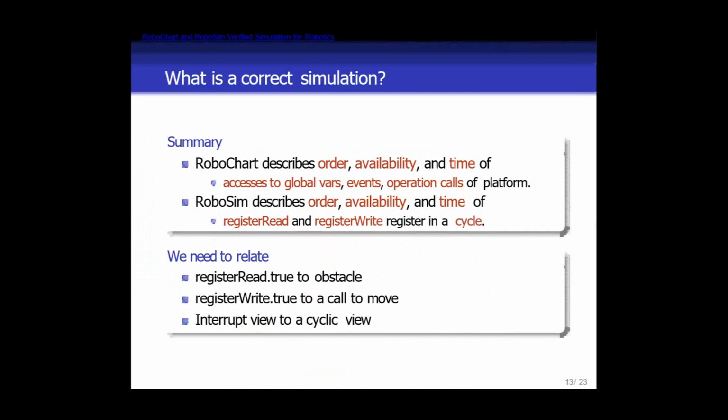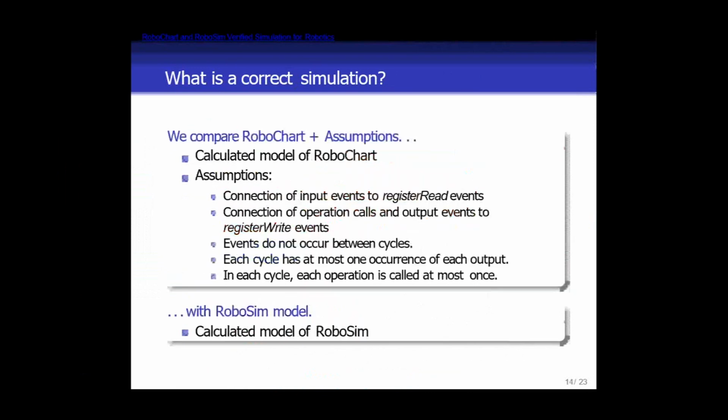So we need to say when a particular register, say read, goes true, that corresponds abstractly to detecting an obstacle, to the event about that. And perhaps writing to the writes variable corresponds to a call to the move operation. We need to link those things up, and that's the kind of retrieve relation, as it's called in formal methods. And change that interrupt-driven view to a cyclic view. So that's what a correct simulation is all about.